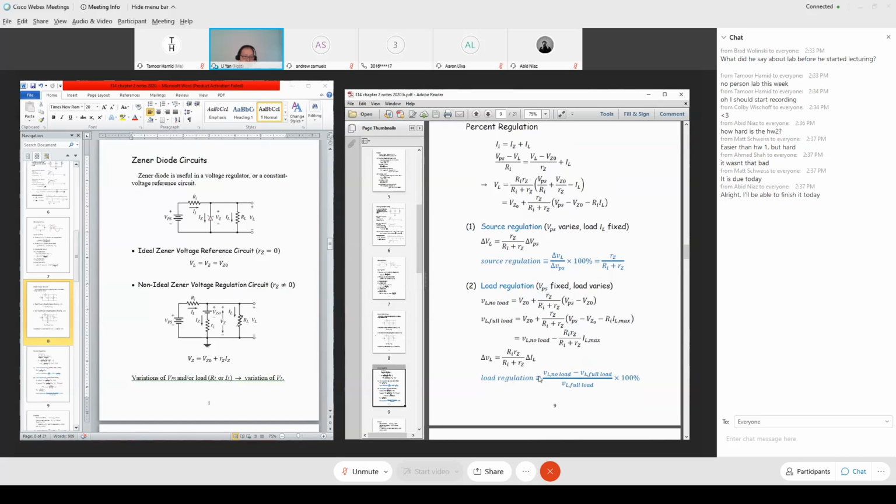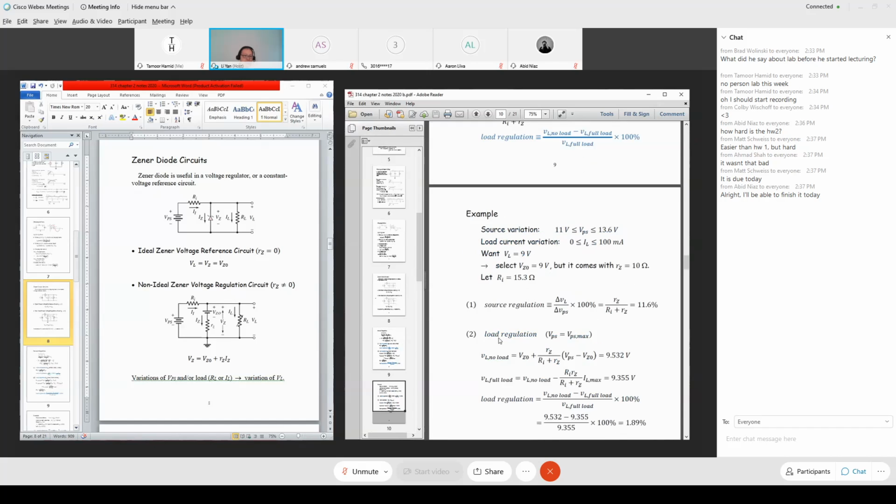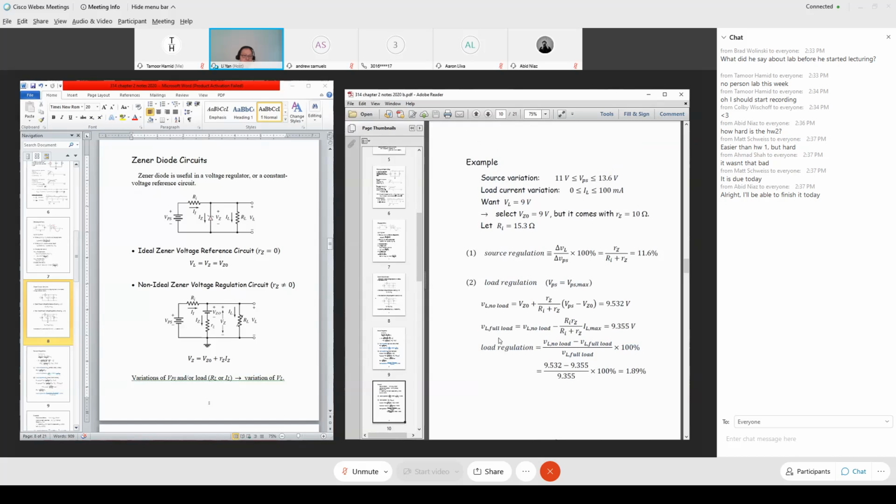And the formal definition of the load regulation is the voltage difference between no load and full load, normalized by the full-load voltage and converted into percentage, times 100%. So these are the two formal definitions of regulation, due to the source or due to the load current. Any questions? No question? So go to the next page and take an example.